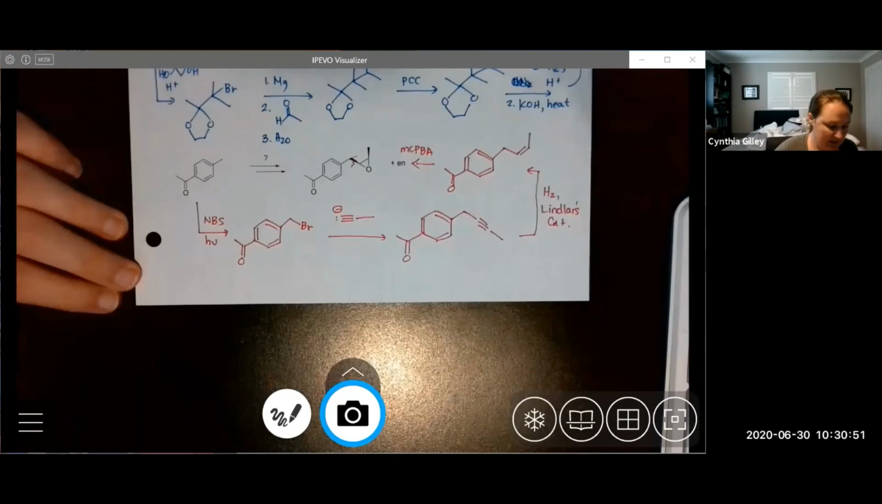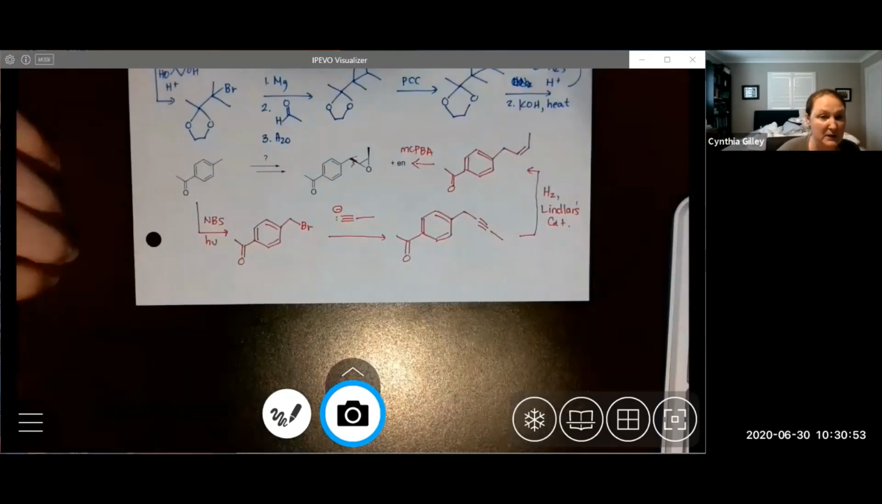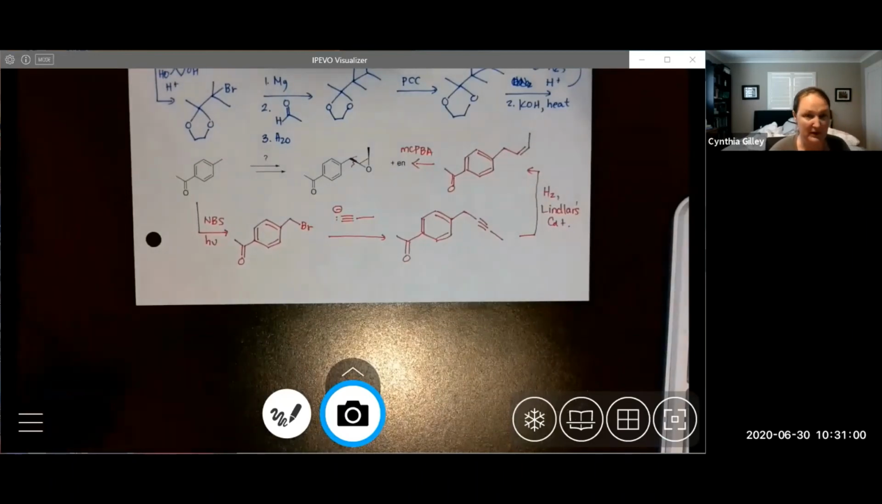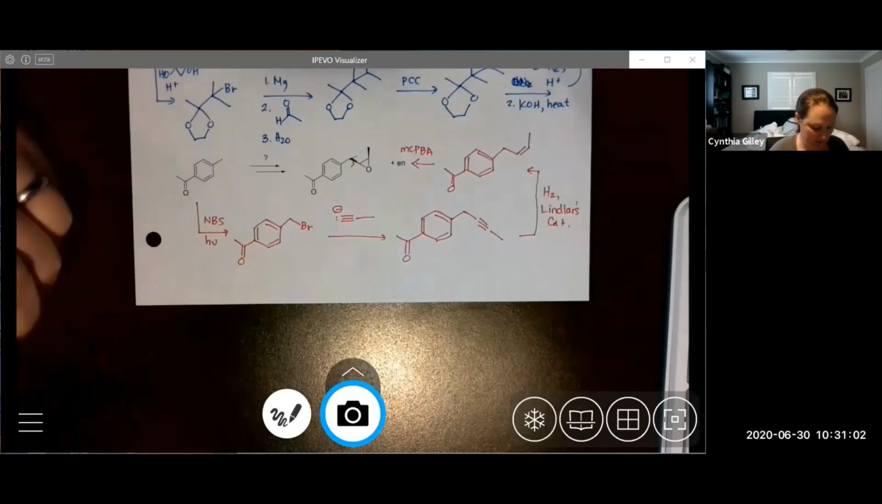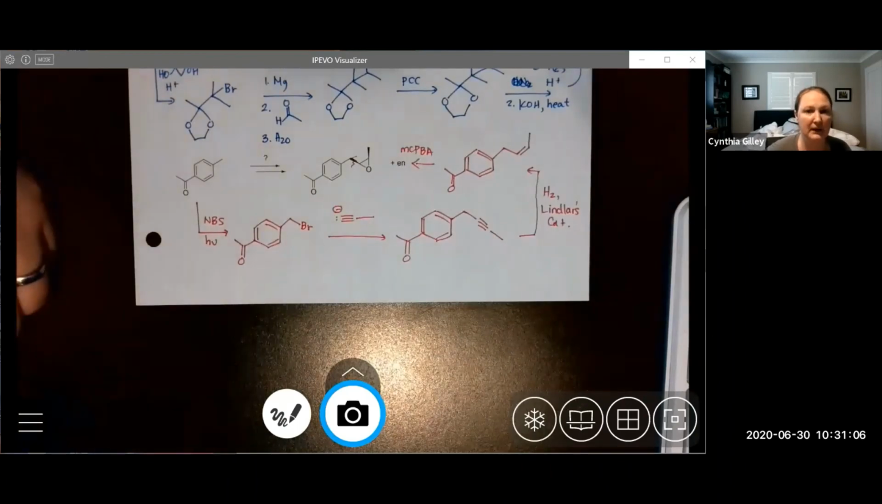So there are definitely other possibilities for how to do these synthesis problems in some cases. So if you have an alternate pathway, go ahead and let me know. You can post it on the discussion board or email me and I'll happily look at it. That concludes the activity today.